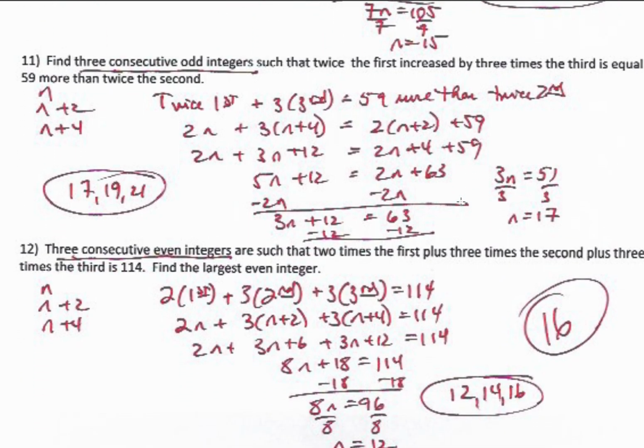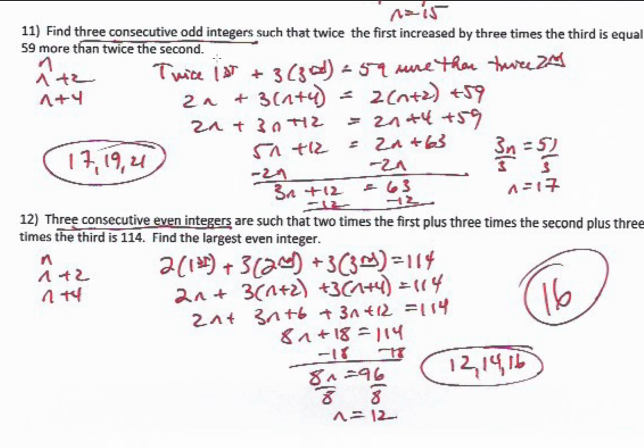Last one for this video, number 11. Find 3 consecutive odd integers, so that's n, n plus 2, and n plus 4. Here's my wording. Ready? Twice the first plus 3 times the third is 59 more than twice the second. I love writing that out because then you just go look up the first. It's n. So twice the first is 2n. Then it's 3 times the third, which is 3 times n plus 4. And then twice the second, 2 times n plus 2, plus 59, because it's 59 more than that.